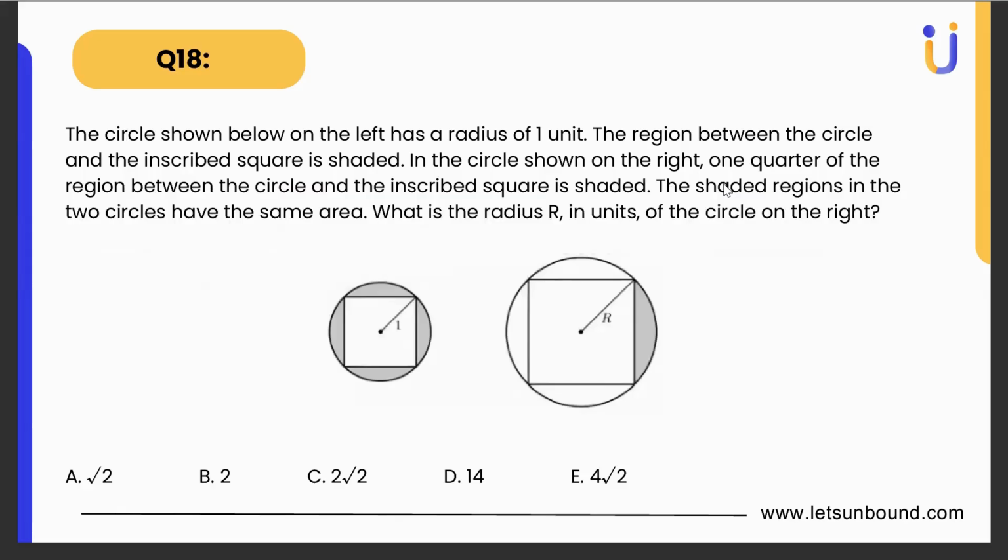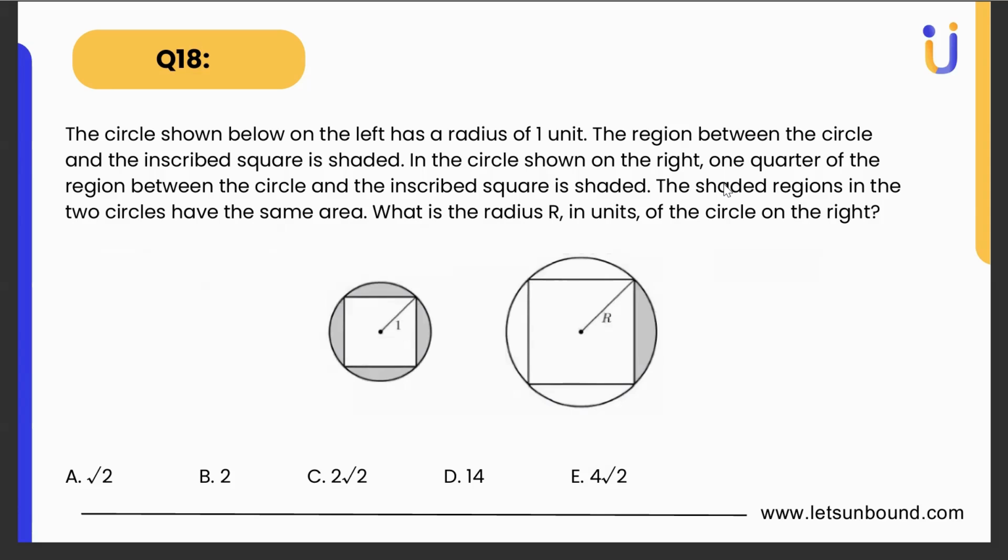Let's understand now the 18th problem. Let's look at it. It says the circle shown below on the left has a radius of 1 unit. The region between the circle and the inscribed square is shaded. In the circle shown on the right, 1/4 of the region between the circle and the inscribed square is shaded. The shaded regions in the two circles have the same area. What is the radius r in units of the circle on the right?